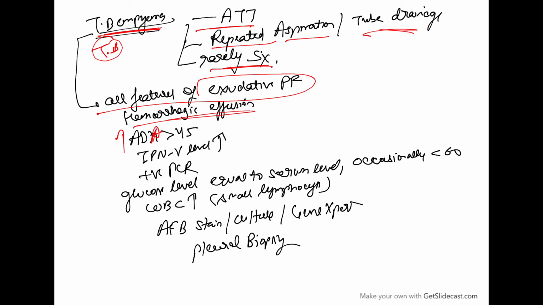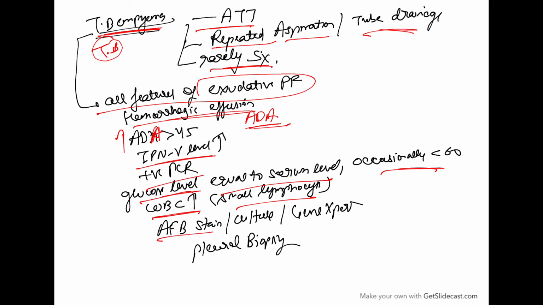ADA level will be raised. Then interferon gamma level will be raised. There will be a positive PCR. Glucose level is equal to the serum level. Occasionally it goes less than 60. WBCs are raised. Small lymphocytes are seen.